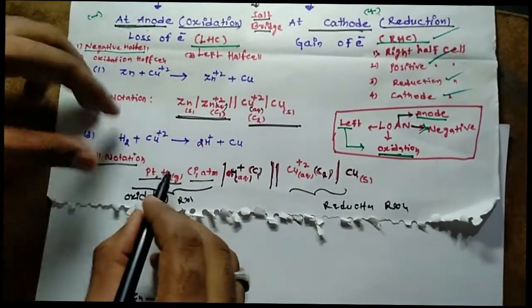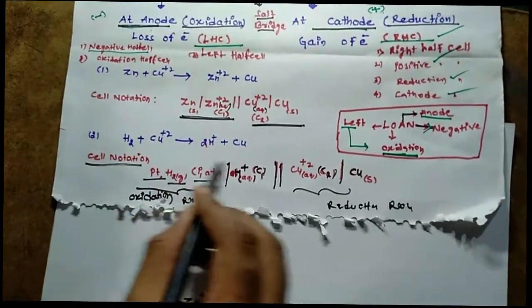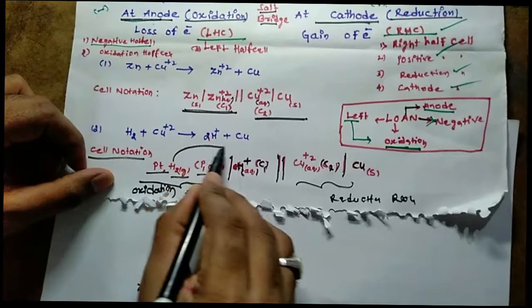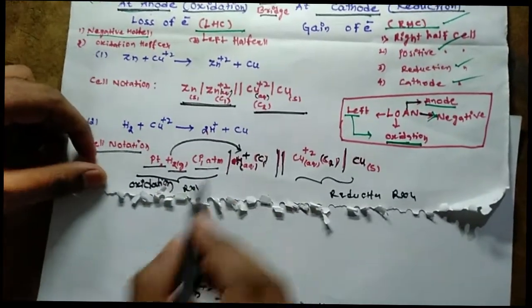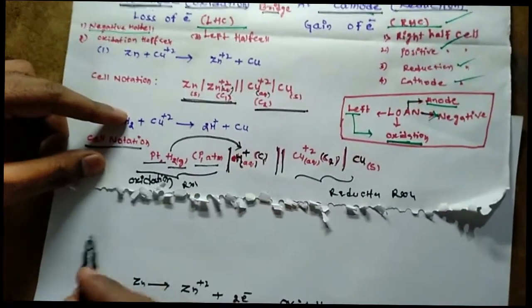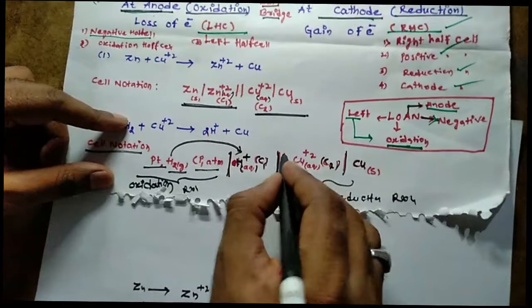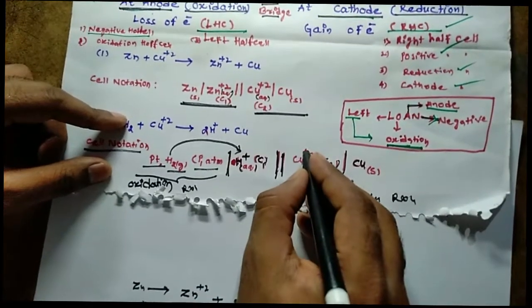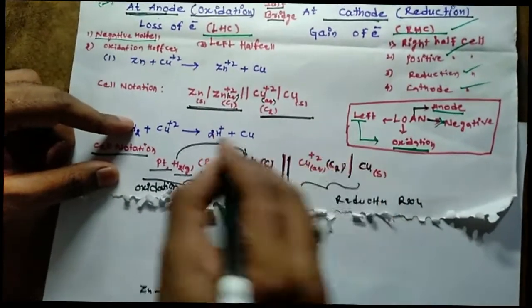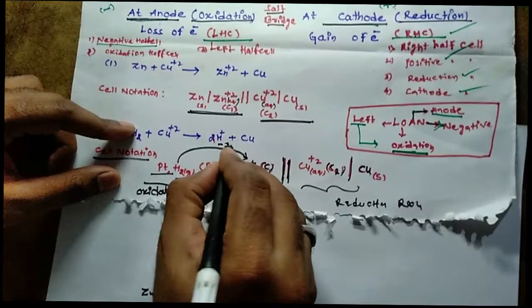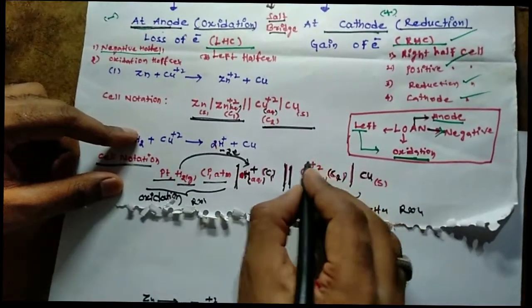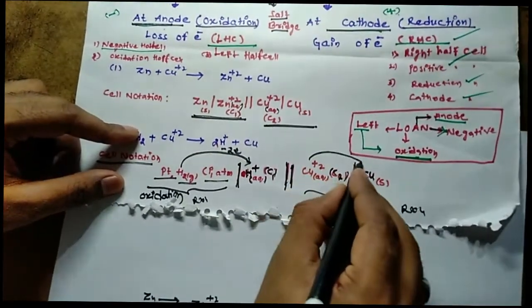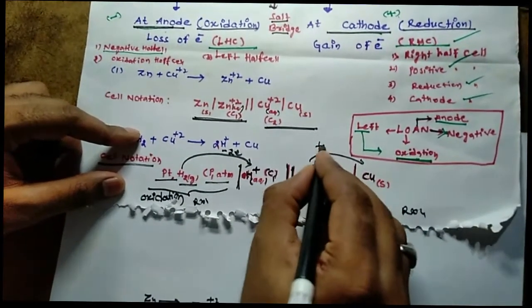So oxidation means the hydrogen atom loses an electron. That's why hydrogen is converted to H+ ions. This is indicating the electrode. This is indicating the salt bridge. Next, the copper ion takes an electron. So the loss of electron forms the H+ ion. Now here the Cu2+ gains electrons.